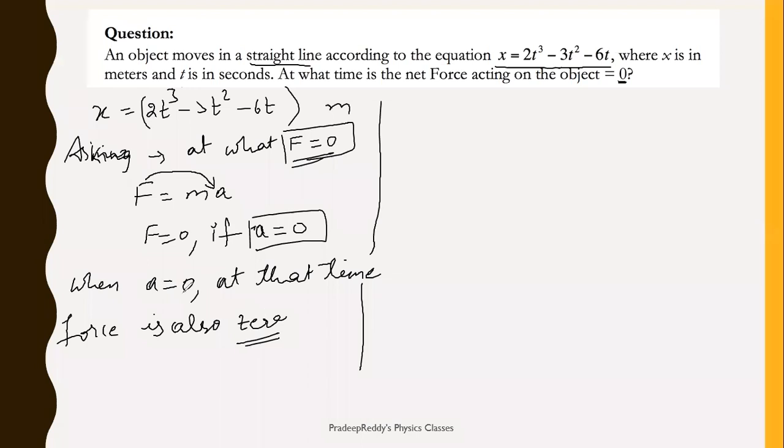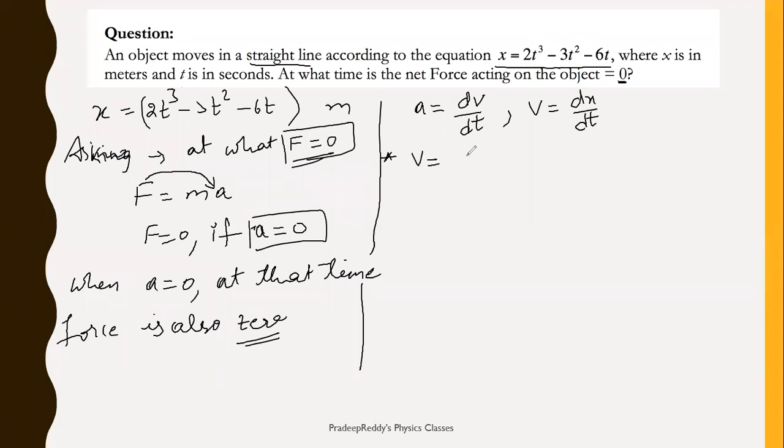Now what you are supposed to find out? Acceleration, and that acceleration should be equal to 0. Okay, we know acceleration is equal to dv by dt. But what is v? v is equal to dx by dt. Now in order to find out acceleration, you should find out velocity. In order to find out velocity, you should differentiate that. So first let us find out velocity.